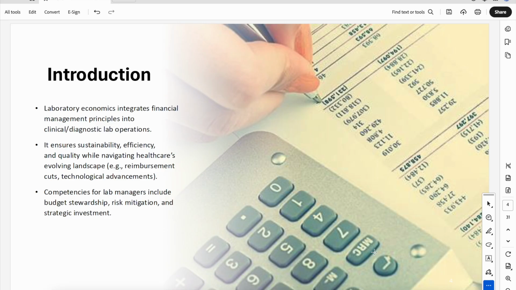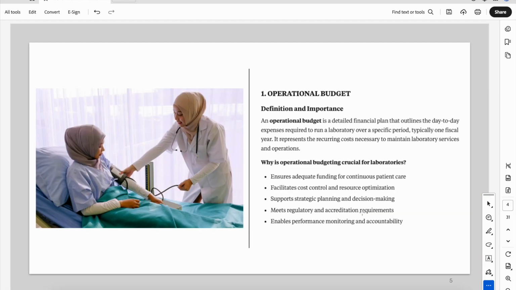In this environment, laboratories must ensure sustainability, efficiency, and quality while navigating healthcare's evolving landscape. This includes dealing with reimbursement cuts, adapting to technological advancements, and meeting ever-increasing regulatory requirements. As future laboratory managers, your competency must include budget stewardship, risk mitigation, and strategic investment planning. You need to think like both scientists and business professionals.